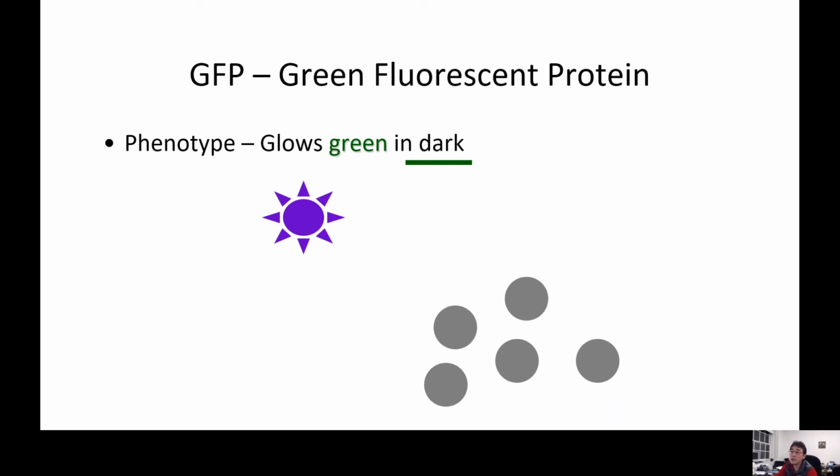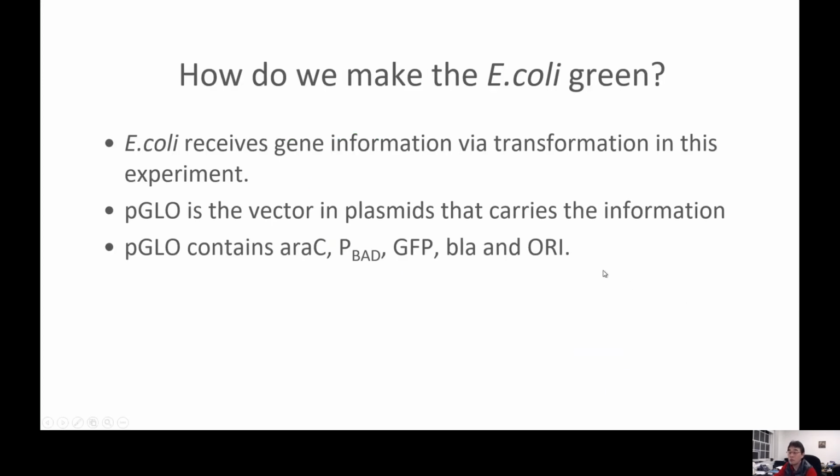In this case, the trait is fluorescing green. So when UV light is applied, it absorbs the UV light and then fluoresces green light. So the phenotype in this case is green fluorescing E. coli, except that what makes it fluoresce green is the real question, right? That's the protein that fluoresces green. Now, GFP, green fluorescent protein, comes from jellyfish. We're going to talk about that in a minute.